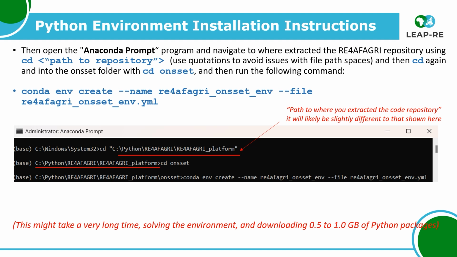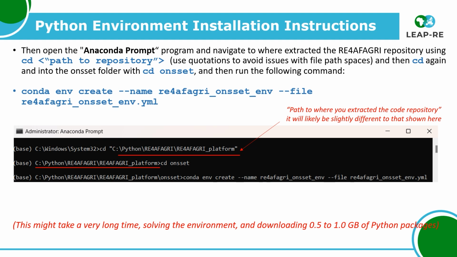First, you will need to navigate to where you installed the platform using the cd command. You will type cd space and in quotations the path to your repository. Make sure, again, this is the unzipped repository. When you have gone to the repository, then you will need to navigate into the OnSSET folder within the repository using cd onset.